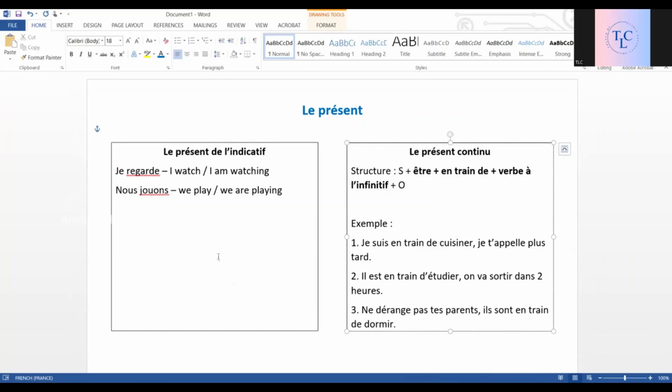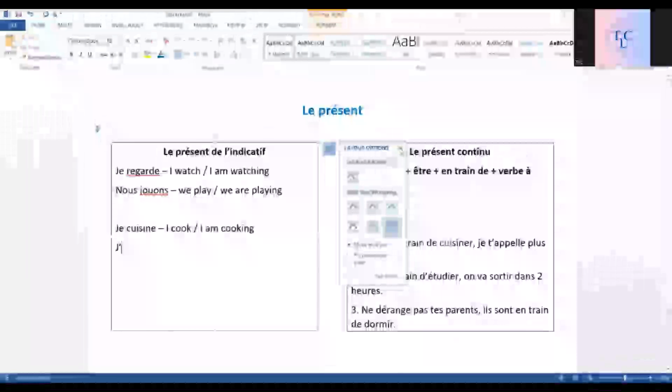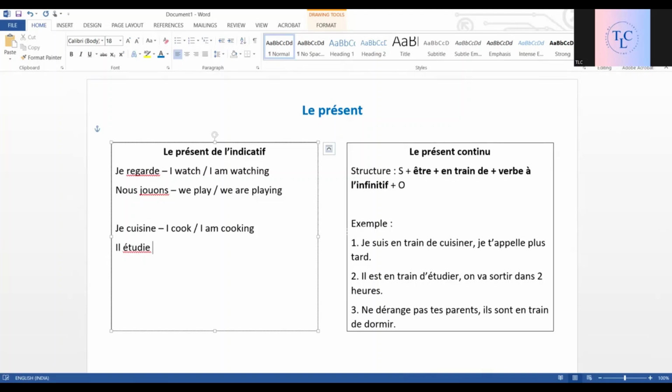If not, we can simply use le présent de l'indicatif to say that I am cooking or I cook. Okay. Both are le présent de l'indicatif. Okay. Je cuisine. That's it. Then j'étudie, or we can say il étudie in this case. Il étudie can mean he studies, okay, or he is studying. One more. Ils dorment. They sleep, or they are sleeping. It can mean both. It can cover both.